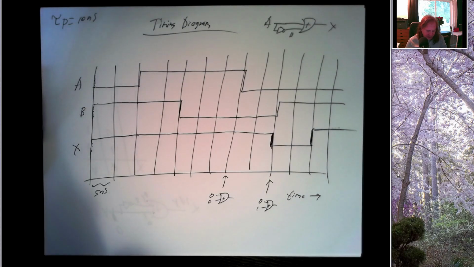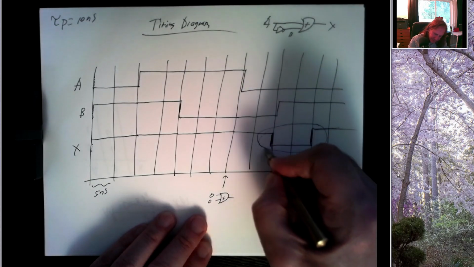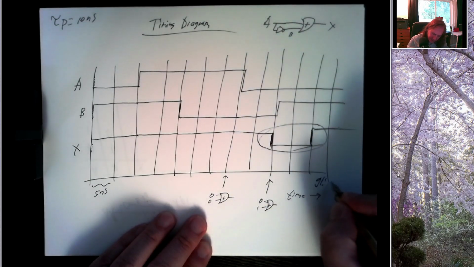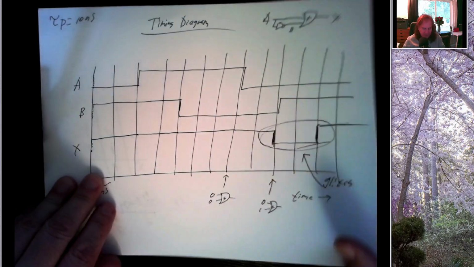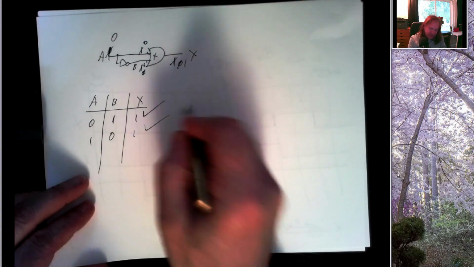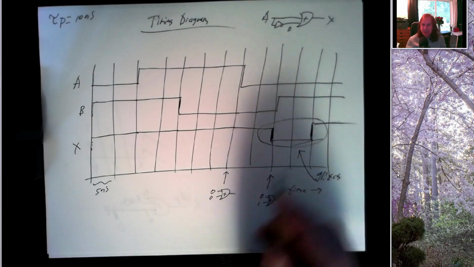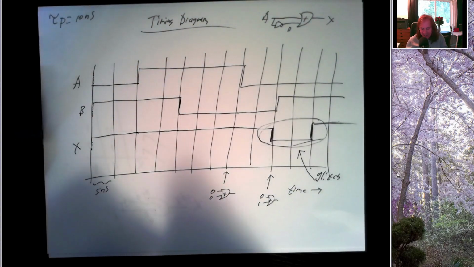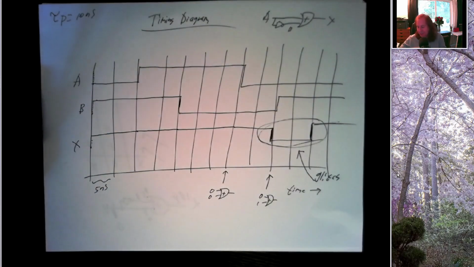So what do we observe here? We observe that for 10 nanoseconds, our output X was low. That's a glitch. Because theoretically, our output should be high in all circumstances, but there is in fact a period of time during which our output is low. That's not predicted by the truth table, but we can see it very clearly with a timing diagram.